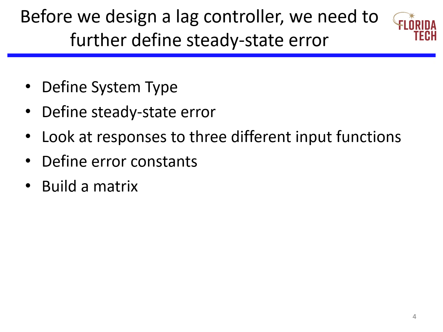Before we give the design steps, we need to: 1. Define what's known as the system type. 2. Define what steady-state error is mathematically. 3. Look at responses to 3 different input functions to the overall system. 4. Define 3 error constants. And 5. Ultimately build a matrix that clearly shows the control engineer all the possible steady-state errors achievable.